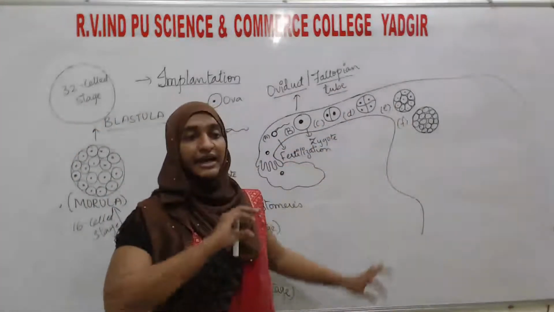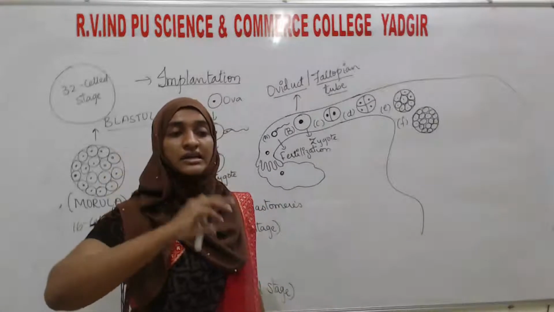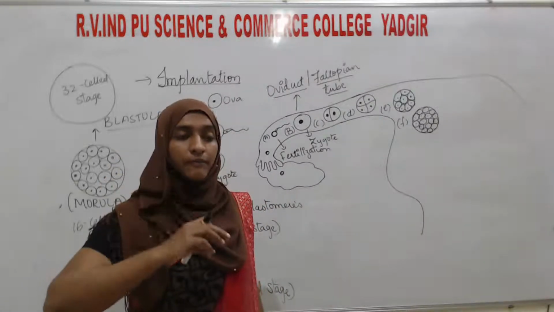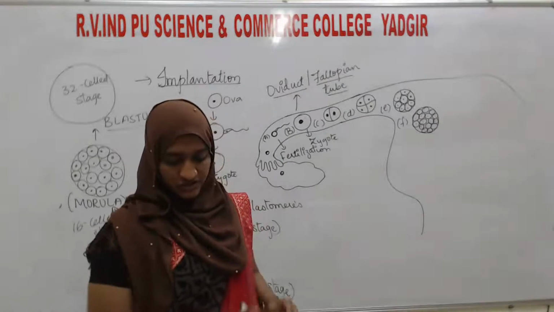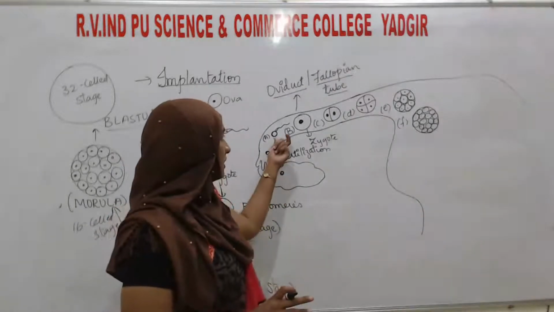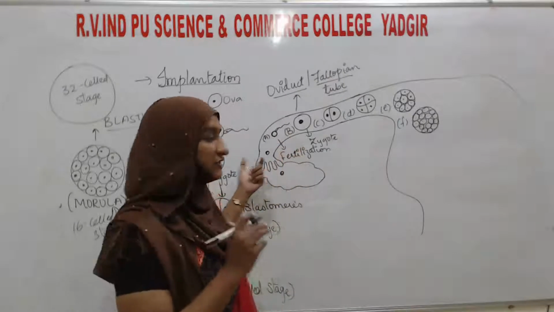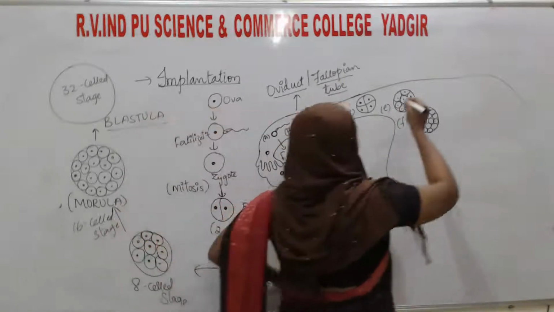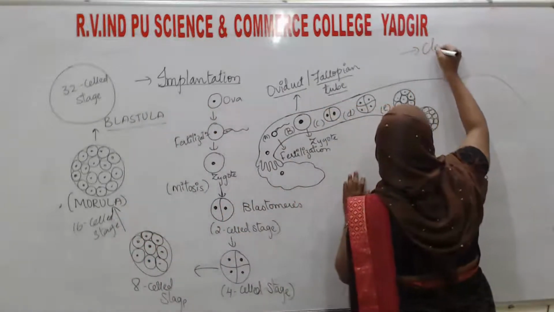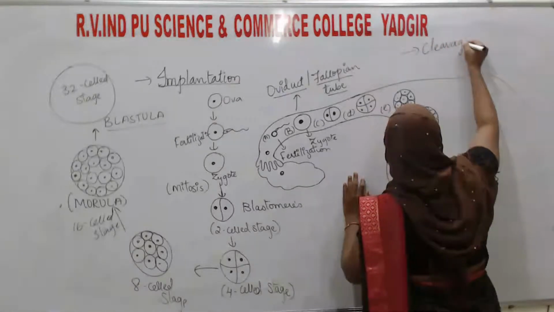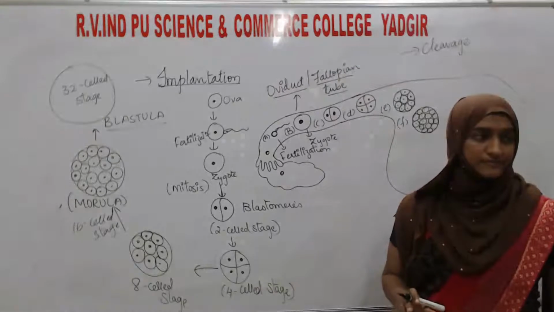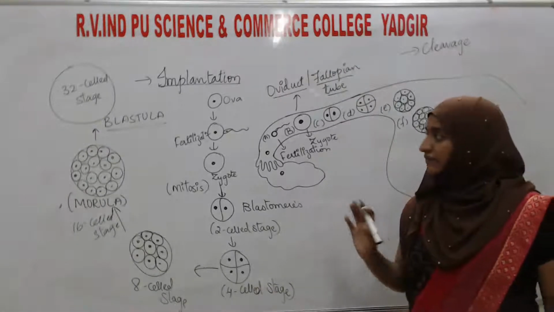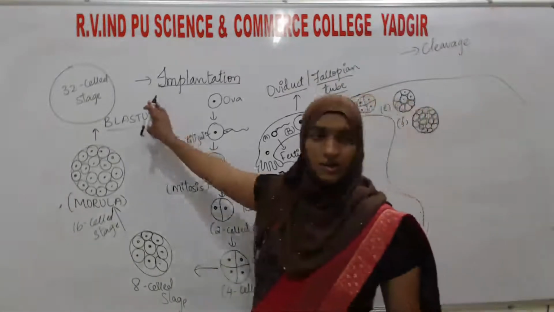fallopian tube. As the zygote is moving, it is going to undergo division. And this division which is taking place here in the oviduct, we can call the cleavage. What is it known as? It is known as the cleavage. Okay. After that, after blastula, what happens?